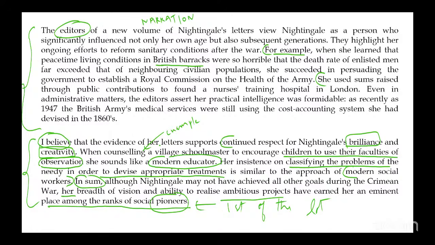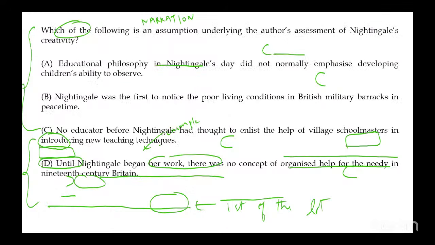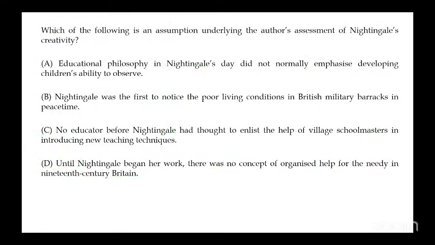Okay. Now let's look at the assumption question. As I said, I'll give you a chance to solve it on your own and then we'll discuss. So this is the assumption question. I'll just write down the important things that state the author's position: modern educator, social worker, pioneer, social pioneer. These are the observations or viewpoint of the author.